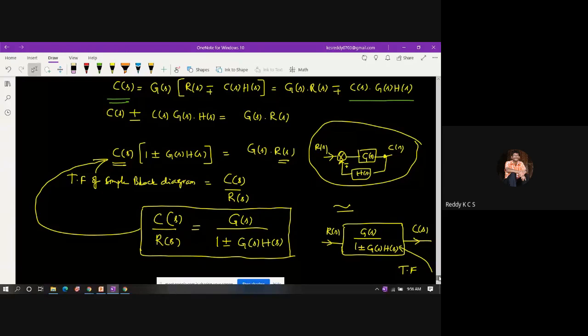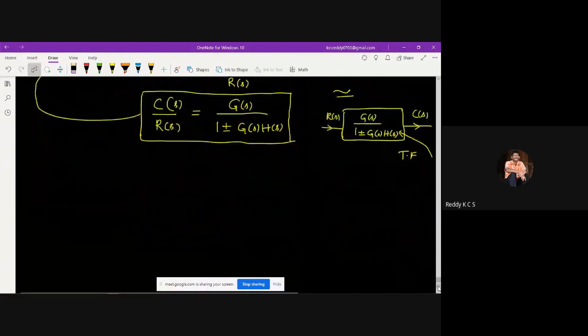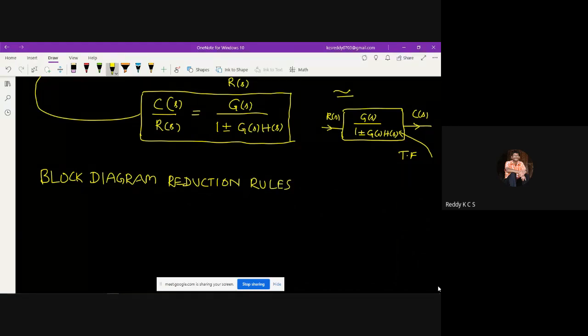So for that we are using the block diagram reduction rules. Block diagram reduction rules are very, very important. You have to remember this formula, that is C of S by R of S is equal to G of S by 1 plus or minus G of S into H of S. So if I want to bring the complicated block diagram to the simple form or canonical form, I need to use the reduction rules.